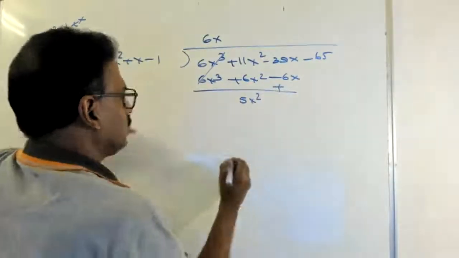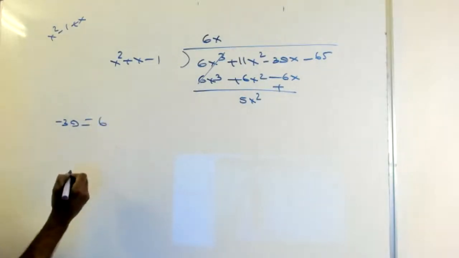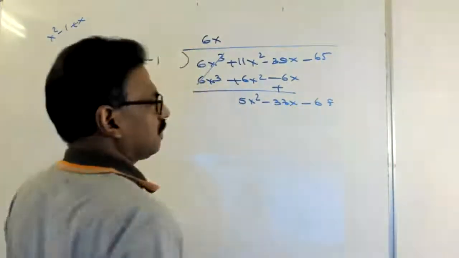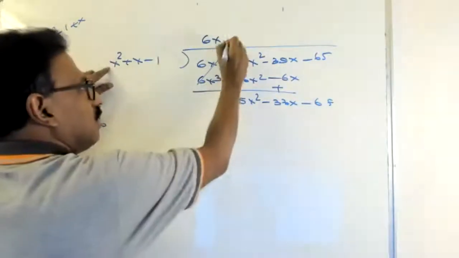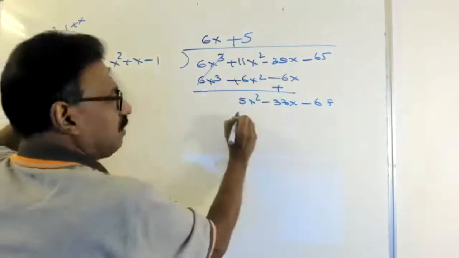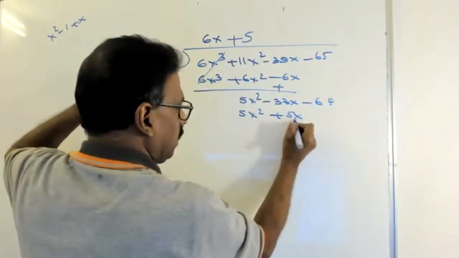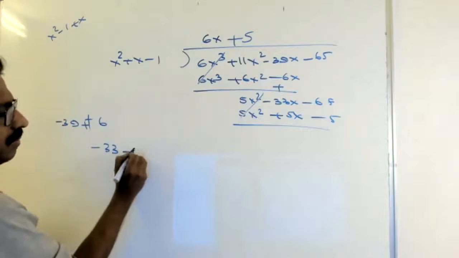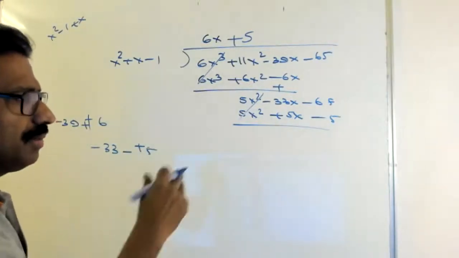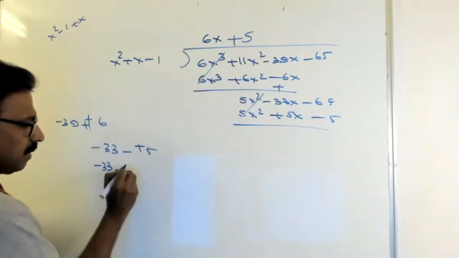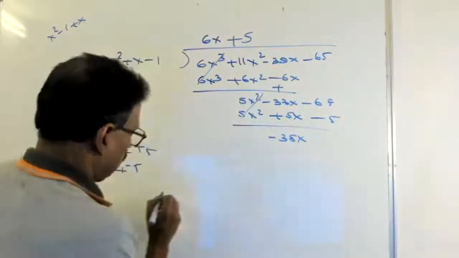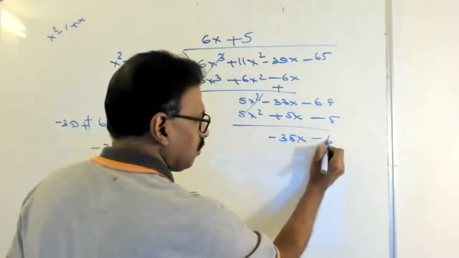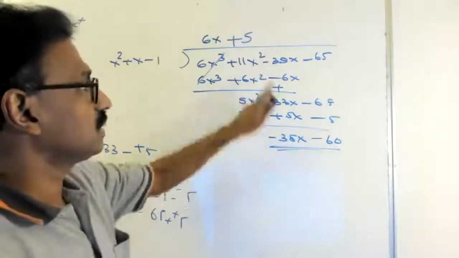Then minus 39 minus minus 6, so plus plus. That is minus 33. Minus 65 is coming down. Then 5x square divided by x square is 5. Correct? 5 into x square is 5x square, 5 into x is 5x, 5 into minus 1 is minus 5. Subtraction, this is gone. Minus 33x minus plus 5x, so minus 38x. Then minus 65 minus minus 5, that is minus 65 plus 5, that is minus 60. So this is the quotient and the remainder.